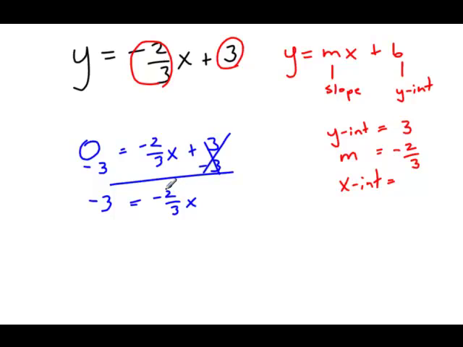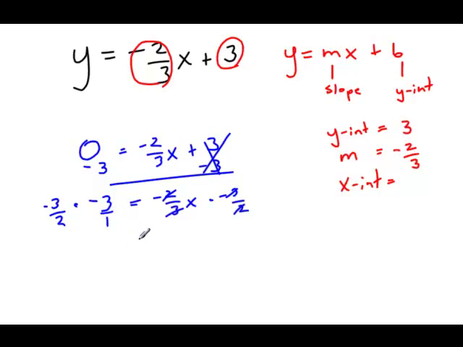We know from previous work that a fraction in front of a variable can be canceled by multiplying by the reciprocal. So 3 on top, 3 on the bottom cancel, 2 on the top, 2 on the bottom cancel. Negative times negative is a positive. Then we do the same thing on this side. So multiply by the reciprocal when you have a fraction in front of a variable.